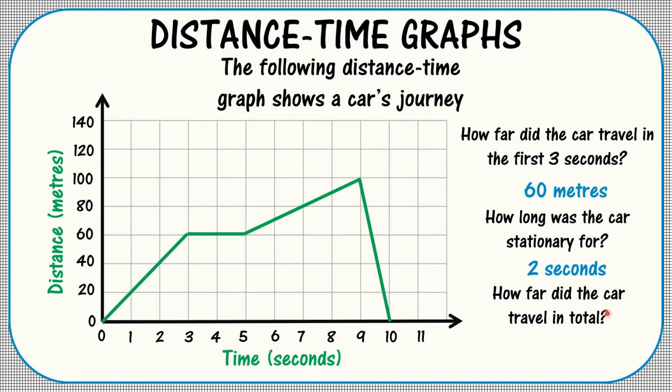How far did the car travel in total? So what you need to understand is that the car traveled up until this point and it was 100 meters. So it traveled 100 meters going in one direction, and then the car returned going back to our starting position, which is another 100 meters. So it traveled 100 meters in one direction and 100 meters coming back to its original starting position. Therefore, it traveled 200 meters in total.